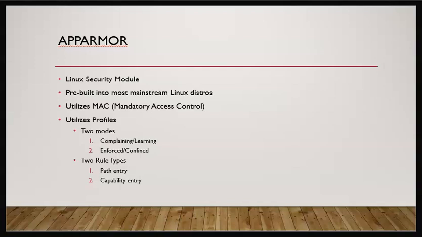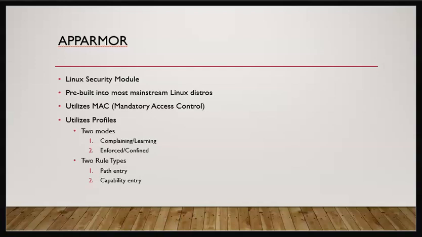There are two profile modes within AppArmor: complaining/learning and enforced/confined. The complaining/learning profile is a mode that will complain or learn of any violations of a profile, and it will log those events. For example, if a profile accesses files outside of the defined scope of permissions, that violation under complaining mode will be permitted and then logged. This mode is really convenient for developing new profiles and testing any new policies within that profile that you think would be beneficial to your environment.